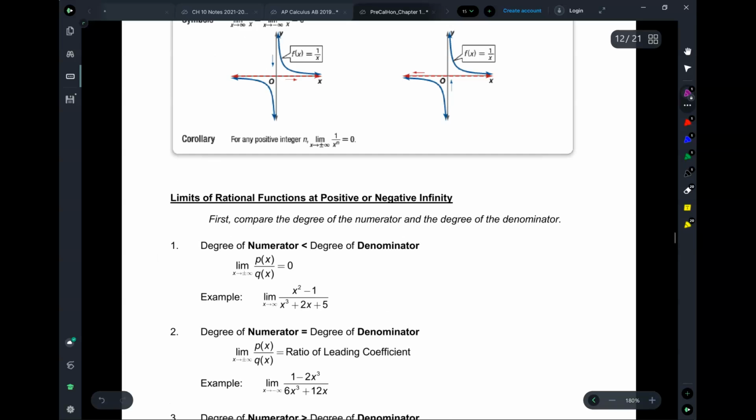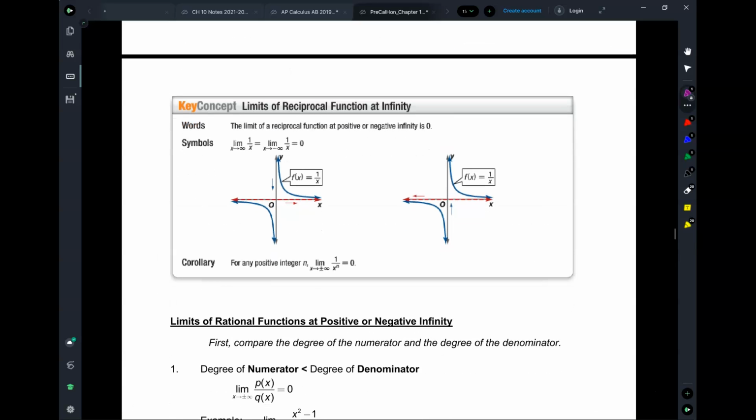Let's do some of these. Okay, what about reciprocal functions? What if you have 1 over x? The limit as x approaches infinity of 1 over x. So if it's 1 over an infinitely large number, 0. If you have 1 pizza and you have to divide it among an infinitely large group of people, how much is each going to get? 0. And the same if it's negative infinity, it'll be almost 0.